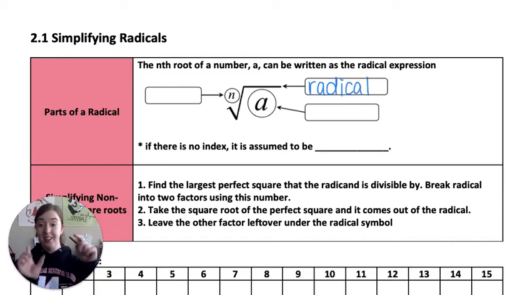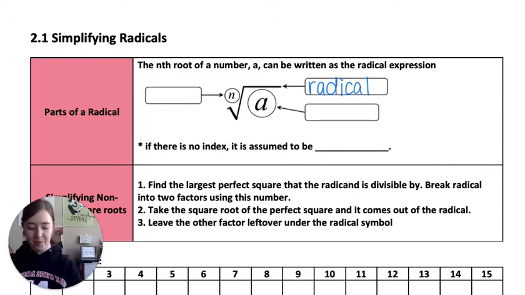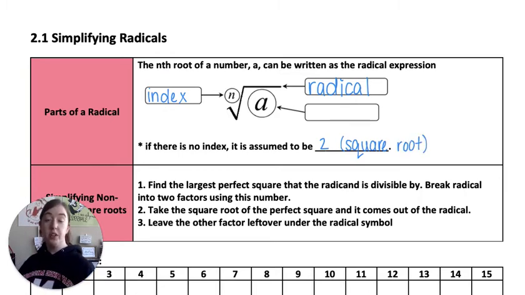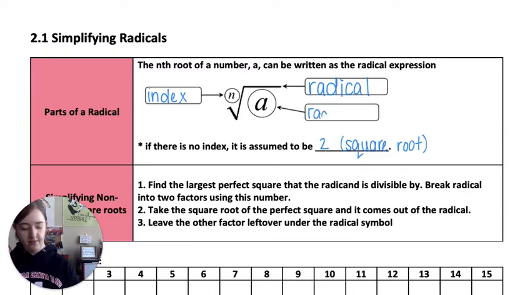Now sometimes there's a little number inside of that check mark of the radical. That thing is called the index. It tells us what root to take. If there's no index written there, it's assumed to be 2, or a square root. There are also cubed roots, which have a 3 there, fourth roots, which have a 4 there, things like that. The number that's underneath the radical is called the radicand, which is just a cool word, radicand.